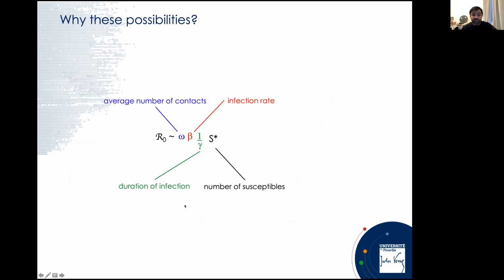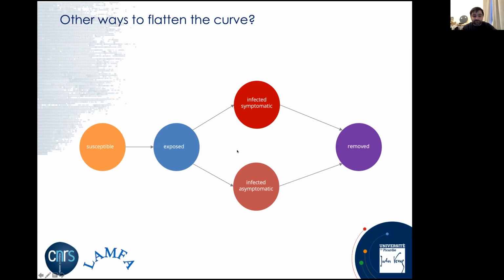So why this possibility? If I come back to the definition, what we have done for the moment is just to reduce the number of contacts. At the end of the lockdown, you now open the gate, so the number of contacts is increasing, but the number of susceptible is still high. So when you open the contact, this R0 will increase. Over time, S star is kind of fuel for the disease. So if you have a lot of susceptible, nothing changes.